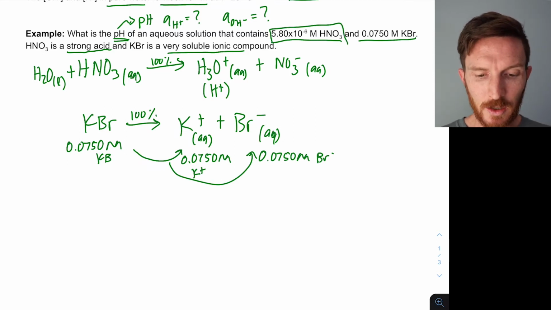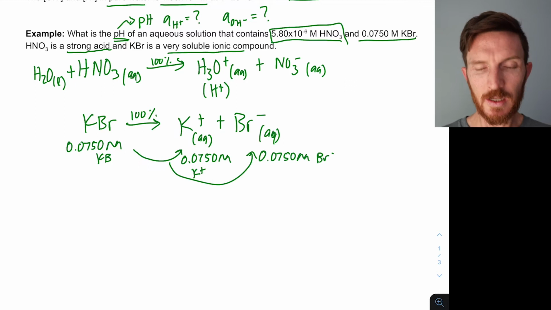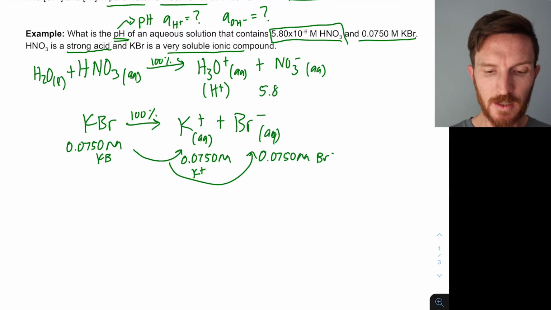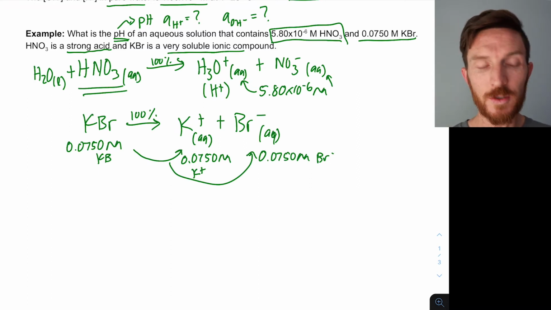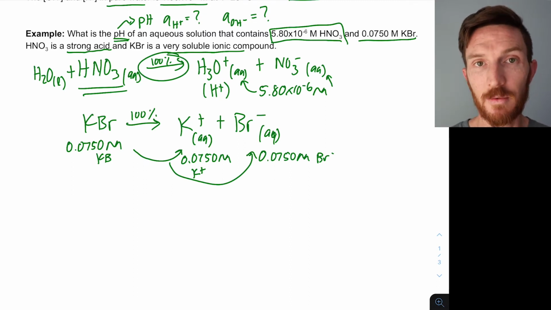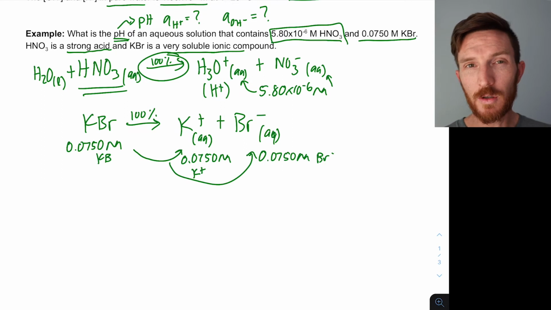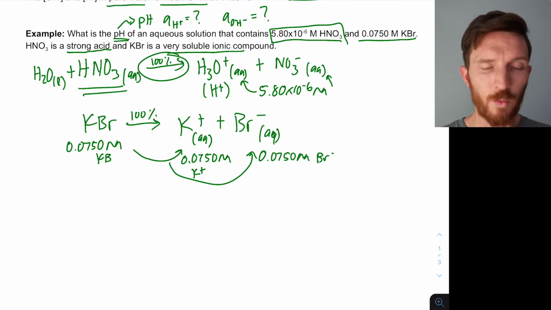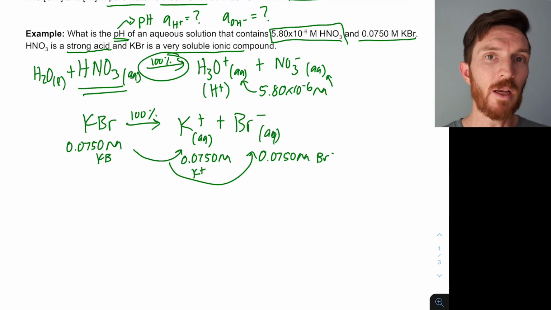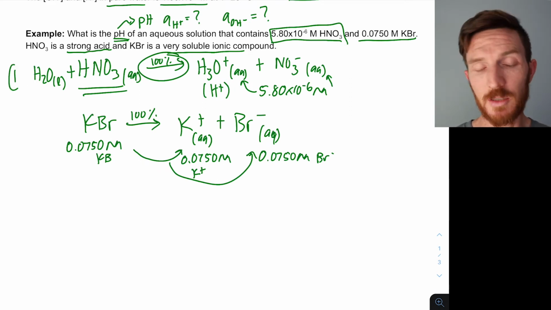In addition, we also know that we have our nitric acid. And our nitric acid in that reaction is going to produce 5.8 times 10 to the negative 6 molarity nitrate ions and hydronium ions, both of those. The reason we say that is equal to what we start with is because it is a strong acid and it undergoes this 100% reaction. So now we have those two things in place. And if we're trying to identify our pH, we need to consider what else may influence the amount of H plus or OH minus.